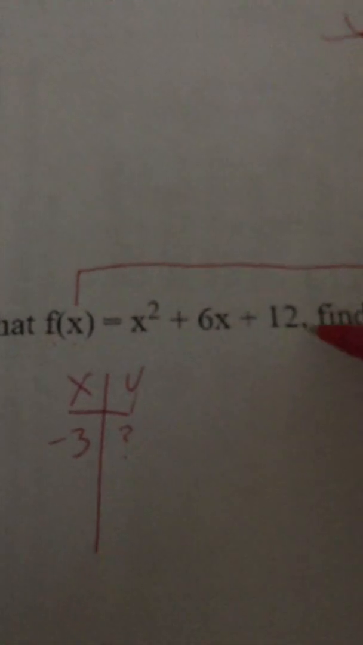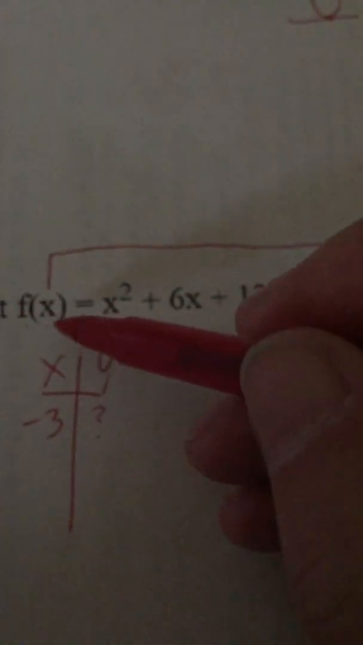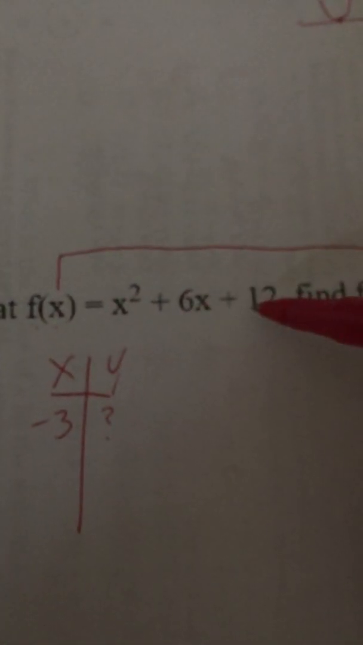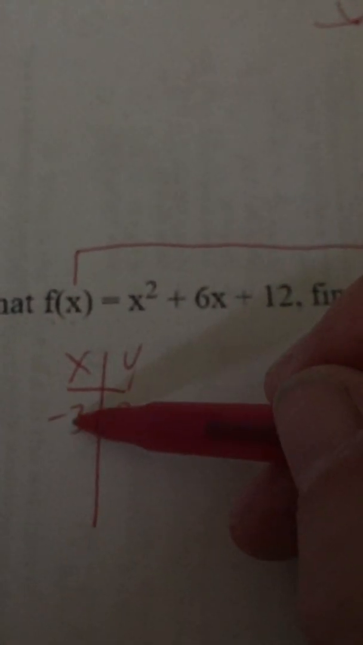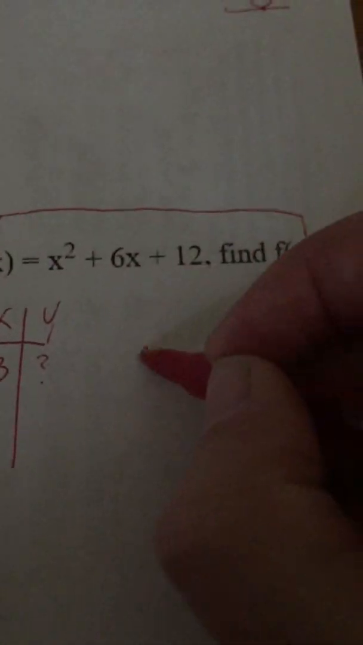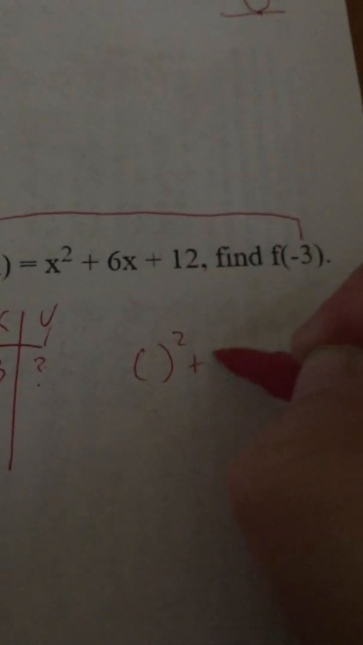You could type in this whole equation in the graph icon. Y equals x squared plus 6x plus 12. Hit enter. Go look at the table, Control T, and see what y is when x is negative 3. Or if you're not a table person, you could do plug and chug. If you do plug and chug, you're just doing the right-hand side of the equation, and wherever the x's are, you put parentheses.